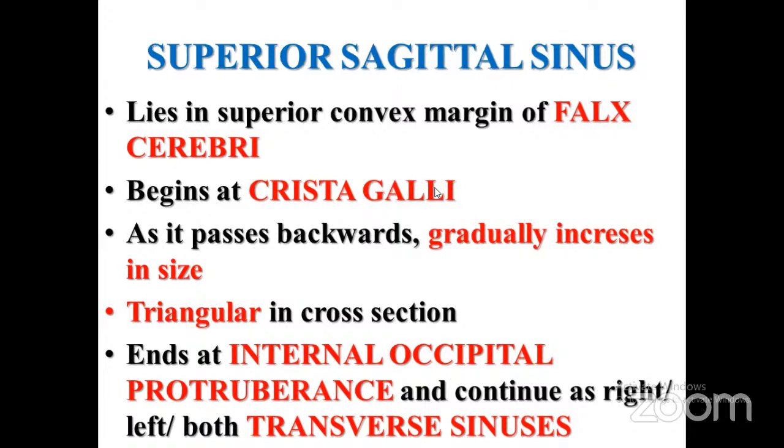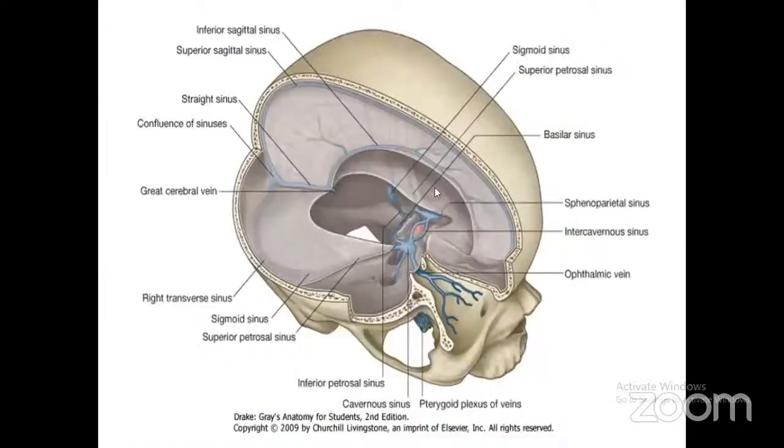So they may ask you, all of the following sinuses meet at the internal occipital protuberance except. So what are the dural venous sinuses meeting there? Superior sagittal sinus, straight sinus, right and left transverse sinus, and occipital sinus. These five sinuses meet there. So you can notice there, the confluence of sinuses will be here: superior sagittal sinus, straight sinus, right and left transverse sinus, and occipital sinus.